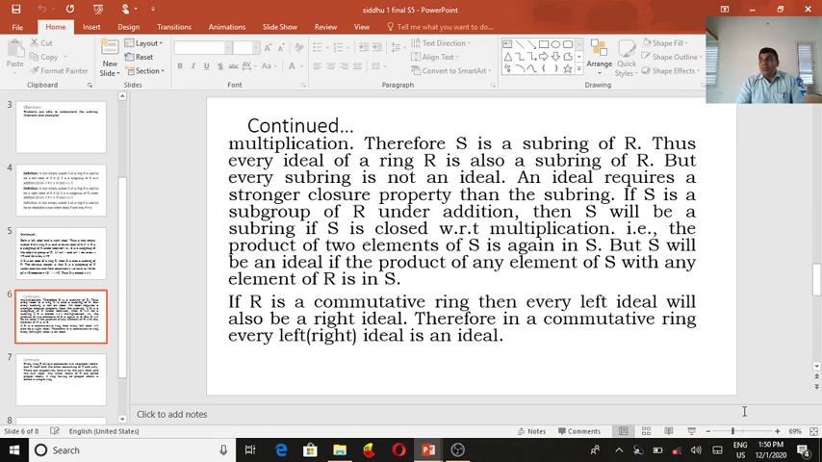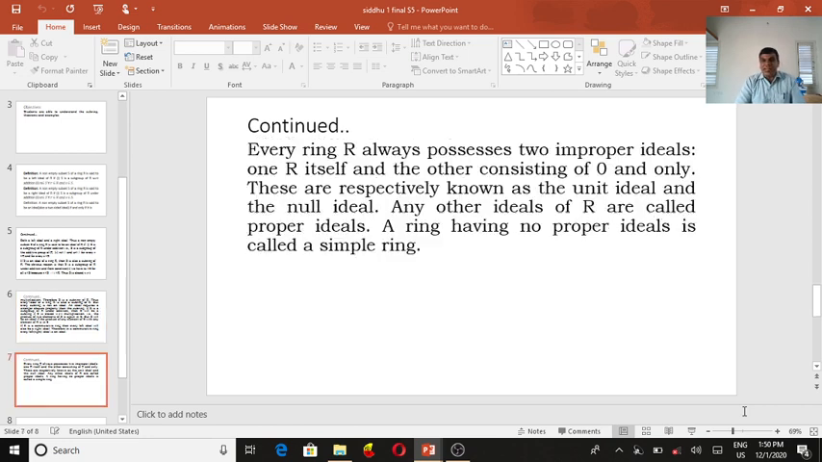If we multiply with R, the product stays in S, and it is a subgroup. But I give an example: if R is a commutative ring, then every left ideal will also be a right ideal. Therefore, in a commutative ring, every left ideal is also an ideal.